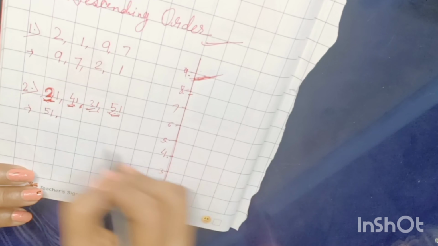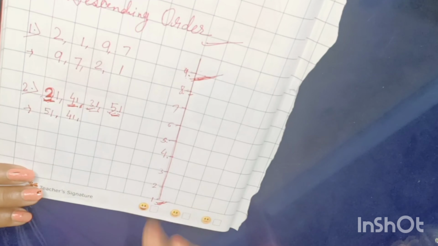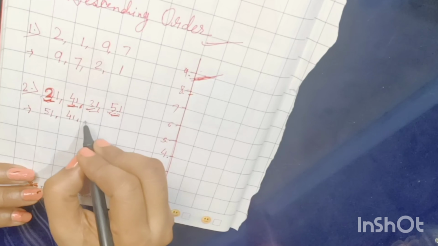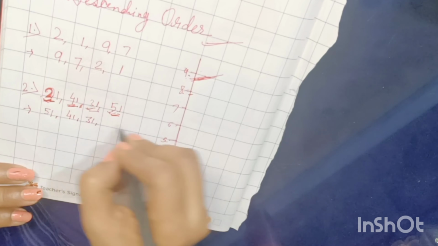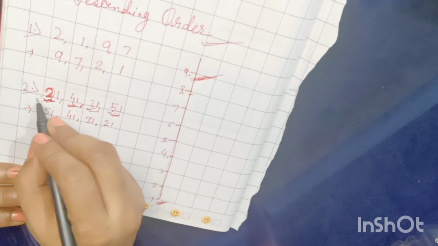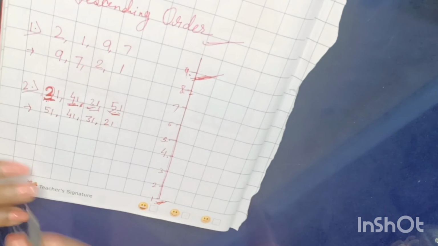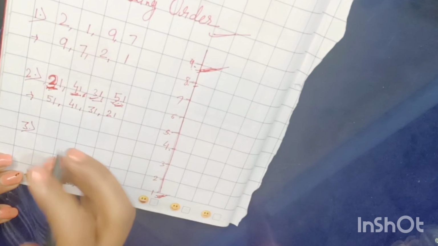After that 4, and the fourth number is here, 41. So we'll write 41. After that 3, yes, 31 is here, write 31. After that 2, yes, we'll write 21. Okay, so we can write all these numbers in descending order. After that we'll do the last question of this descending order.